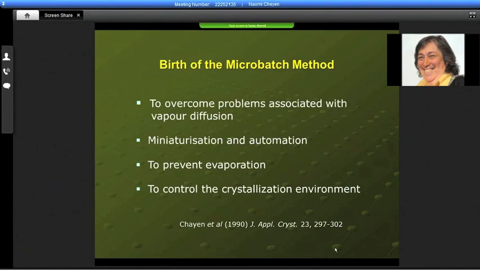So as I say, the main goal at the time was miniaturization and automation. And for miniaturizing, you had to prevent evaporation of drops. And we also wanted something where one can control the crystallization environment a bit more than all this changing scenario of the vapor diffusion.